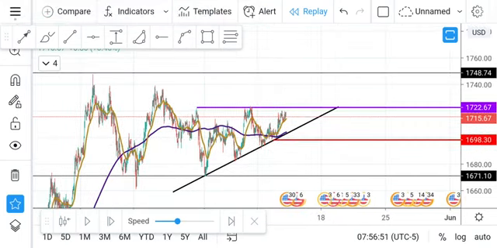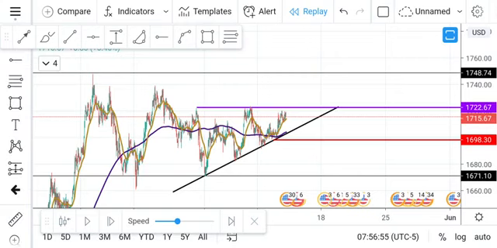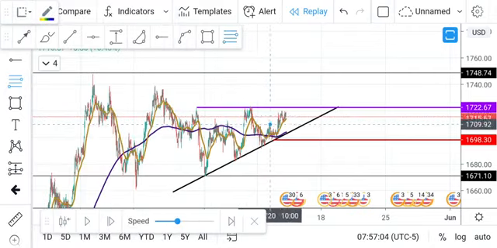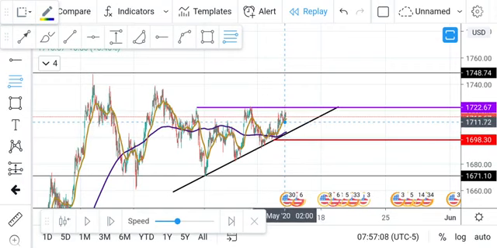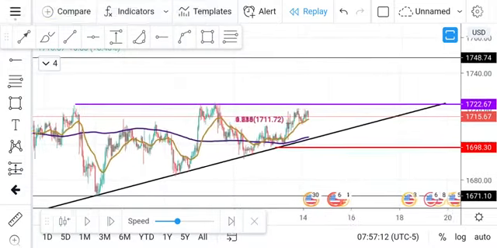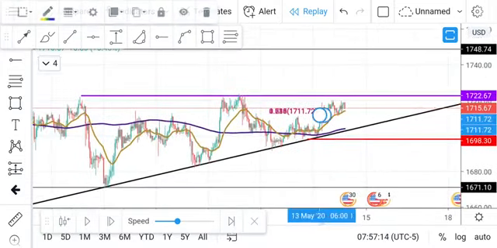So the red line is my stop loss. The Fibonacci is going to help you know how far price is going to break out. So let me bring out my Fibonacci. How do you put the Fibonacci on? You want to put it from the low.